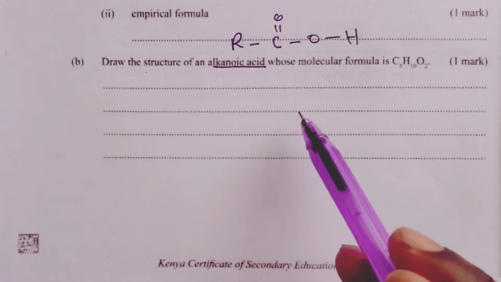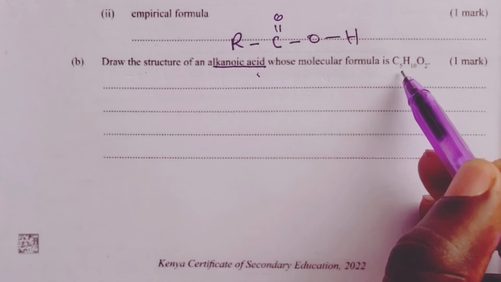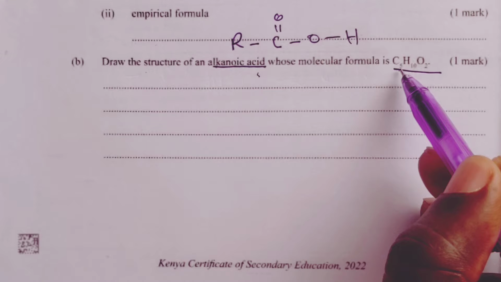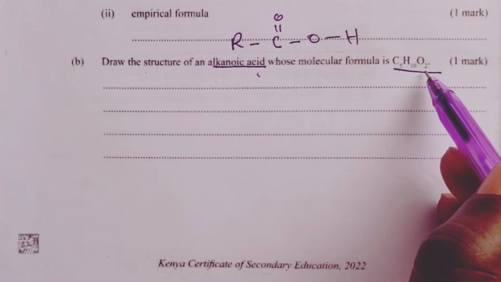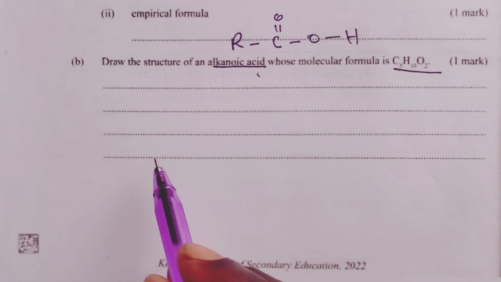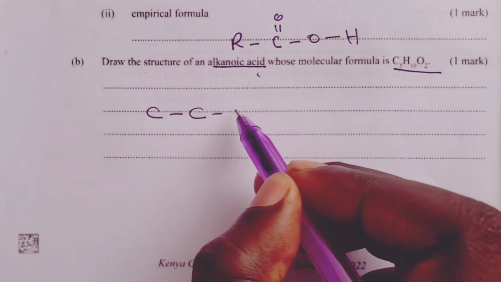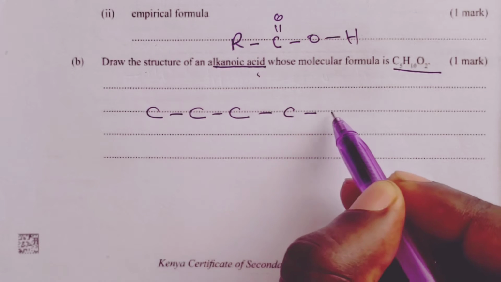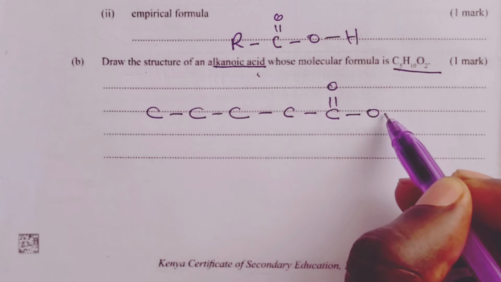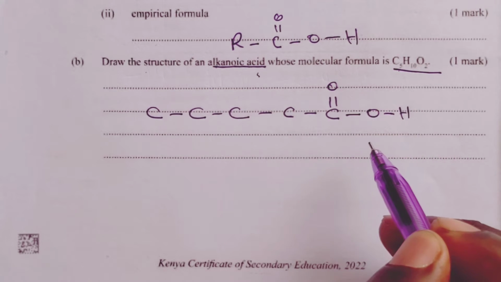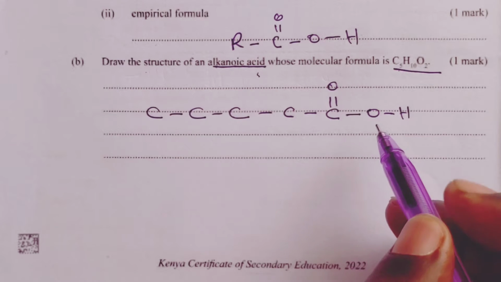Then, a candidate was asked to draw the alkanoic acid whose formula has 5 carbons, 10 hydrogens, and 2 oxygens. So this one would be quite easy. A candidate would draw the 5 carbons in a straight chain. Then the last carbon would have the double bond O and OH. And because we are told to draw the structure, we need to open up every bond.